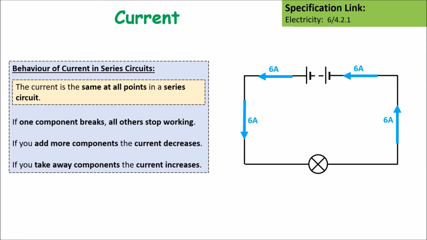So if we look at the behavior of current in a series circuit, the current is the same at all points in the series circuit. So if one component breaks, all the others stop working. If you add more components, the current decreases. It decreases everywhere. If you take away components, however, the current increases.